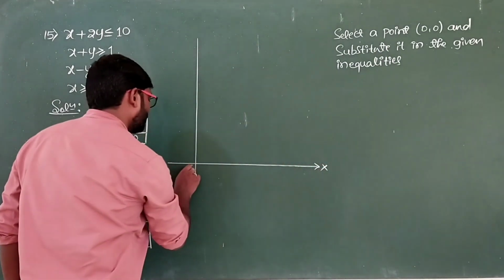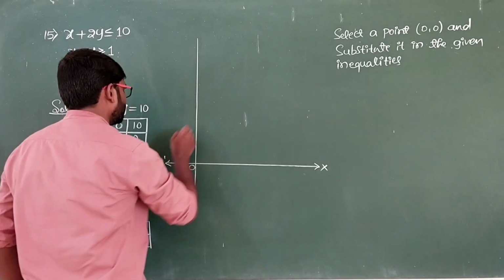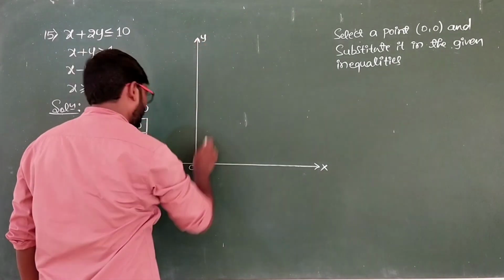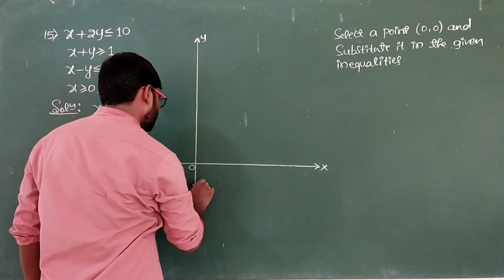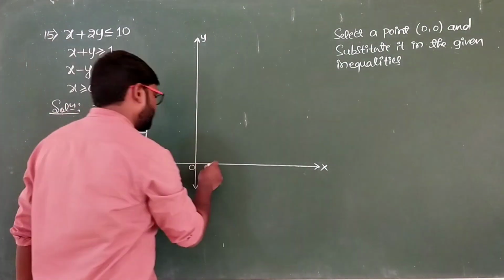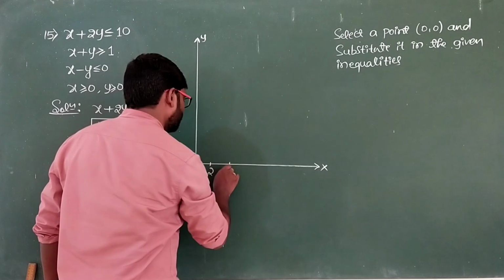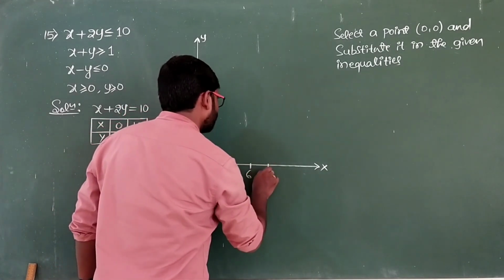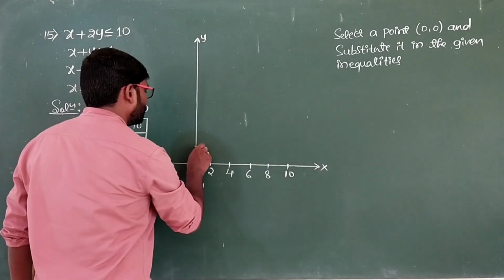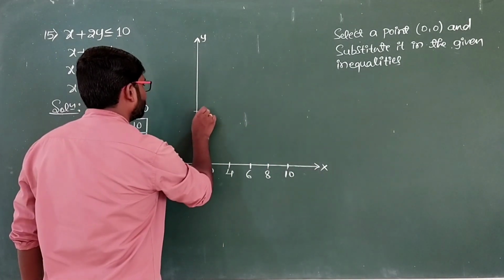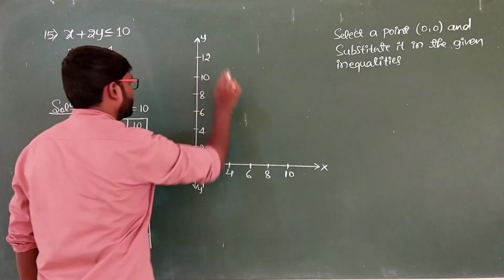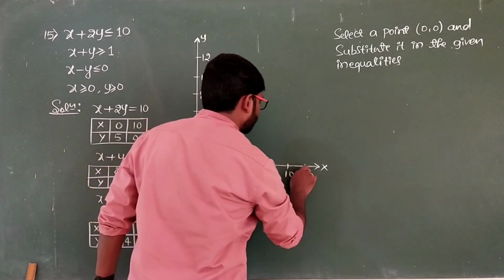X, O, X dash, and this is Y, O, Y dash. So now we have to mark the numbers here. So we'll take 2, 4, 6, 8, 10, and here also 2, 4, 6, 8, 10 and 12. So here also we will take 12.